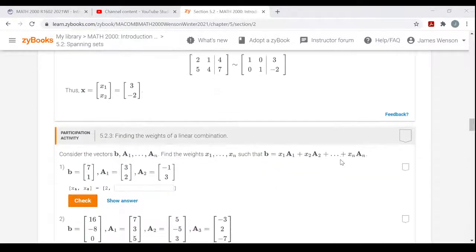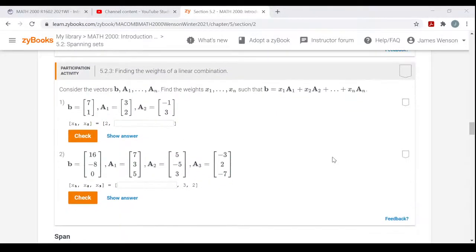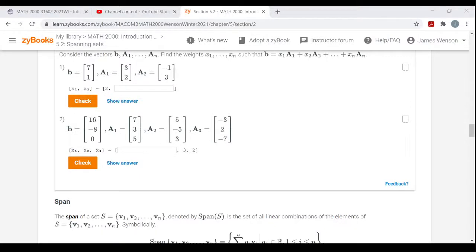All right. So you're asked to do the same thing here. Again, it says consider the vector b, and then vectors a1 through an. You're supposed to find weights x1 through xn such that b can be written as a linear combination of those vectors a1 through an. Now notice they're only asking for one particular component. Here they gave you x1, they want x2. Here they gave me x2 and x3, they want x1. So I'll do this second one on some paper.